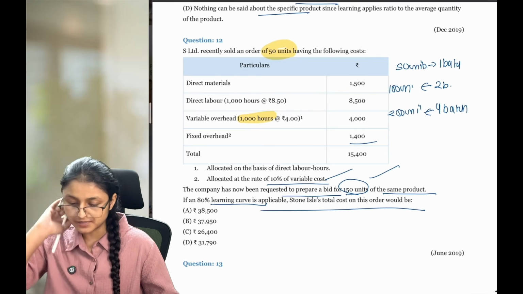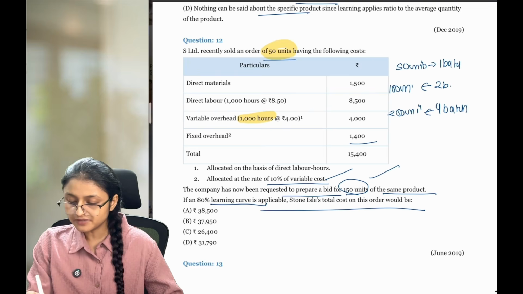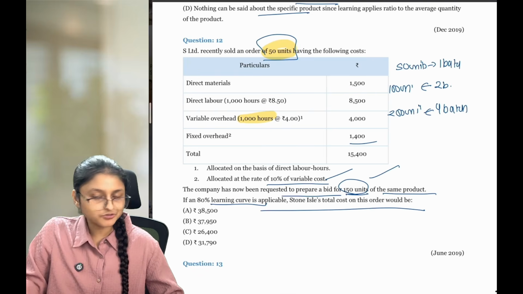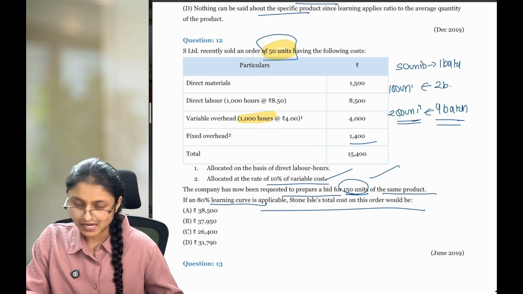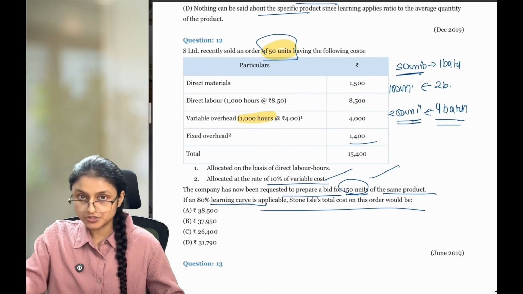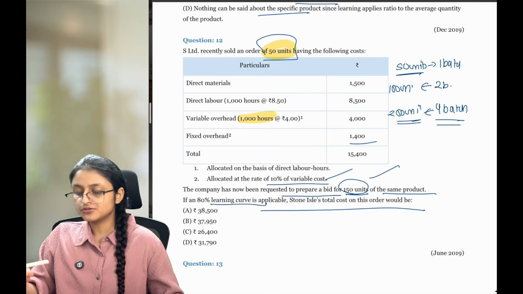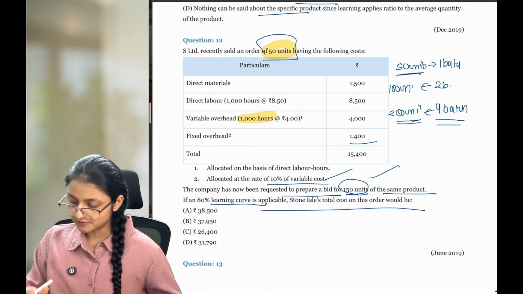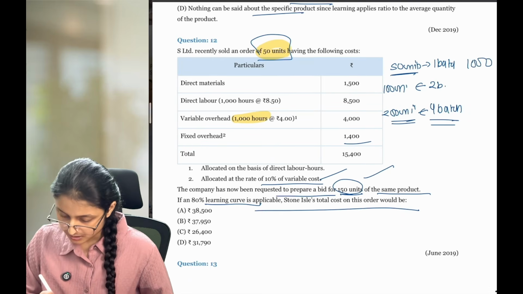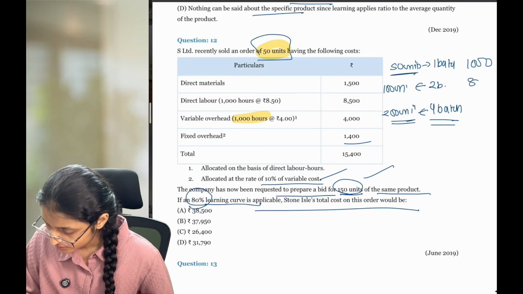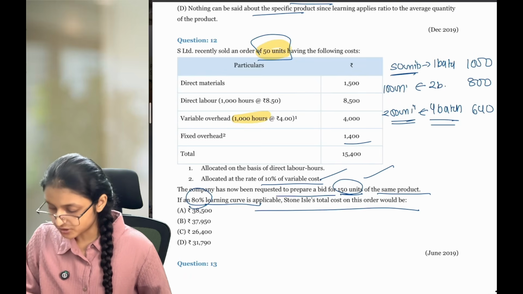Whenever we take it in the table, we take the cumulative production. Cumulatively 50 plus 150, we are producing 200 units. So for 200 units, what is the cost or the hours we can calculate and reduce it from the 50 units related hours. And that is how we will be able to get the 150 units related hours. Okay? So for 50 units, we are taking 1000 hours multiplied by 80%, 800 hours multiplied by 80%, 640 hours.